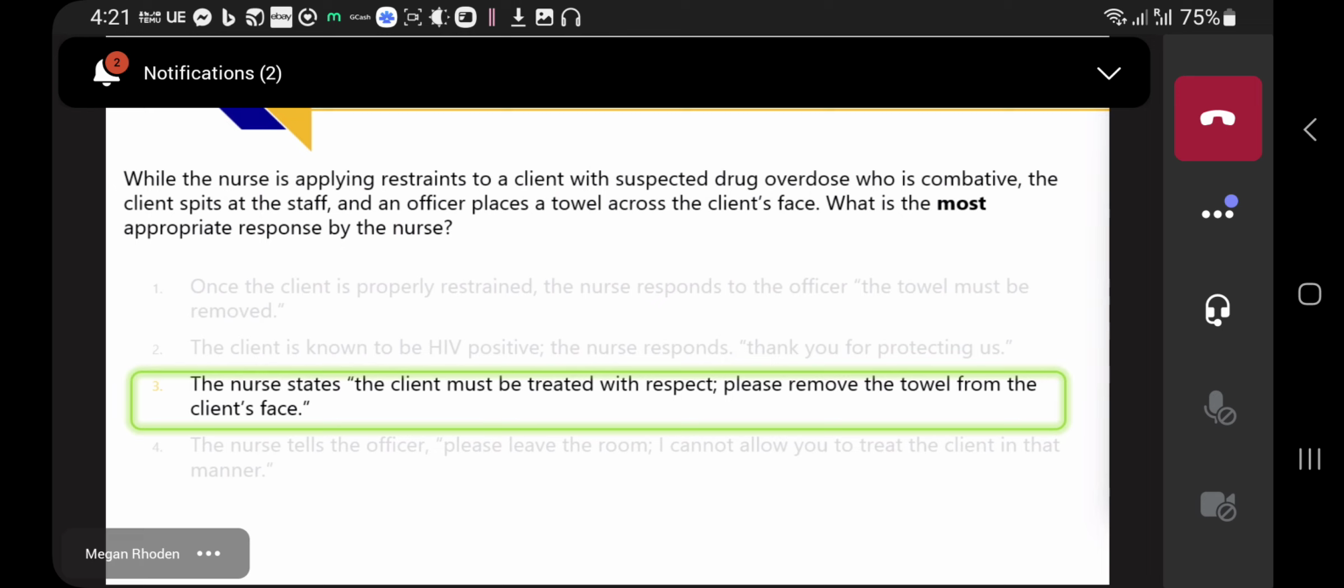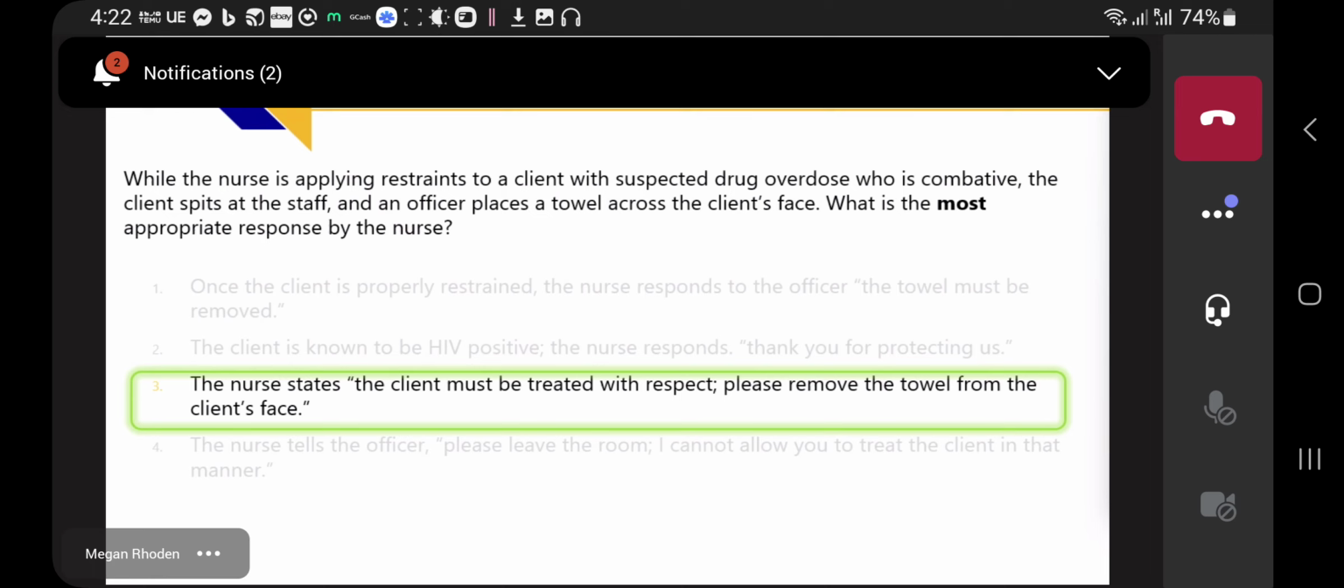Although the client's behavior is distasteful, the client retains the right to respectful care. It is unacceptable to leave a towel over the client's face while applying restraints. Number two, the client is known to be HIV positive. The nurse responds, "Thank you for protecting us."